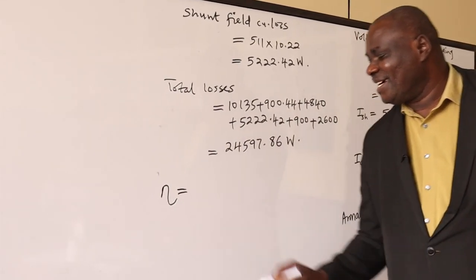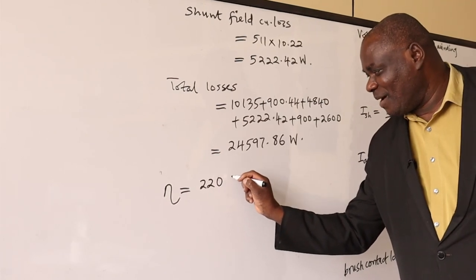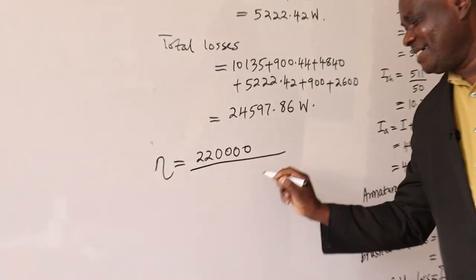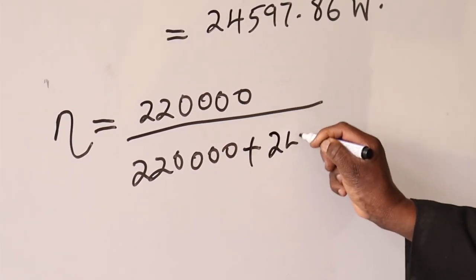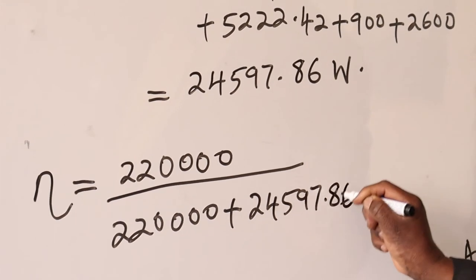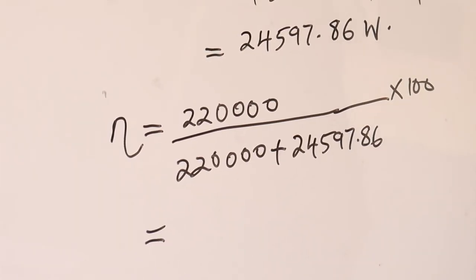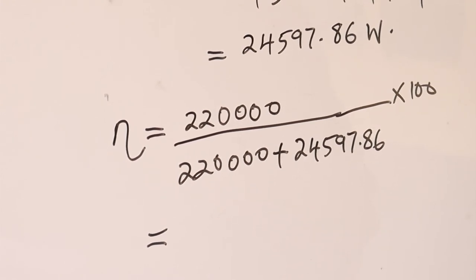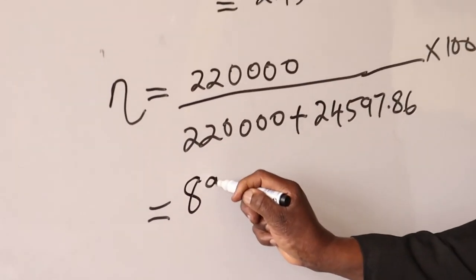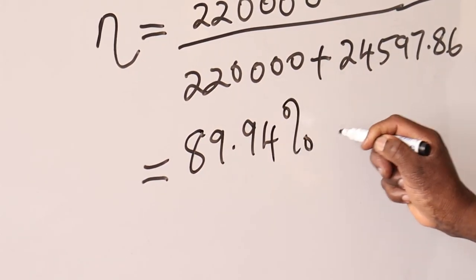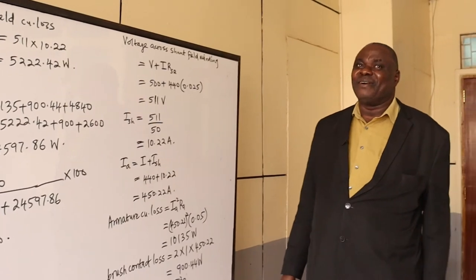If total losses are known and we know the output, we can now calculate the efficiency. Efficiency will be equal to the output, which is 220 kilowatts, all over 220 kilowatts plus losses, 24,597.86, then we multiply by 100. This will be equal to 89.94%. And that is now the efficiency of the generator that we are given those parameters for.